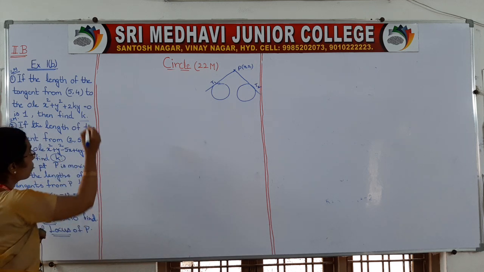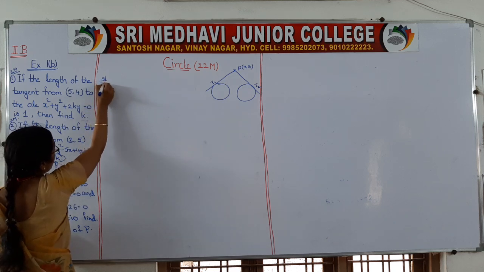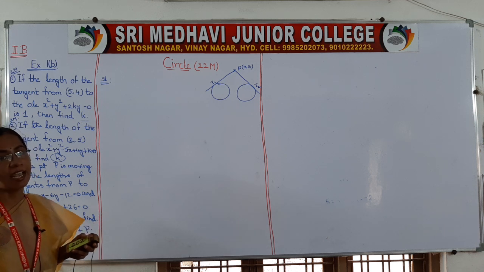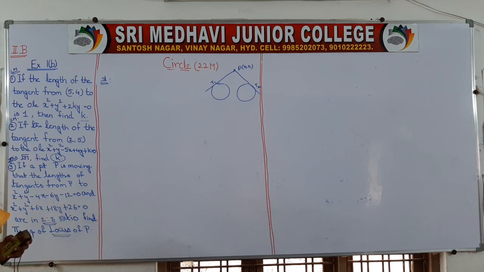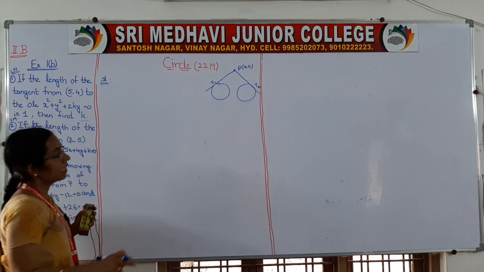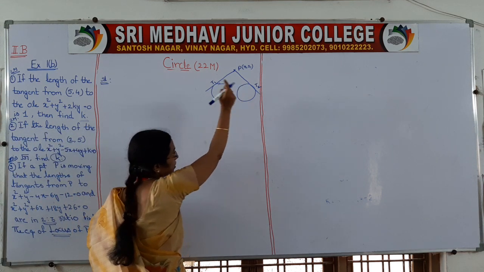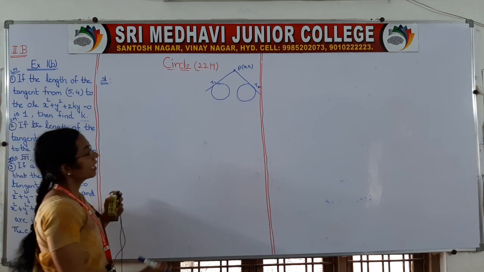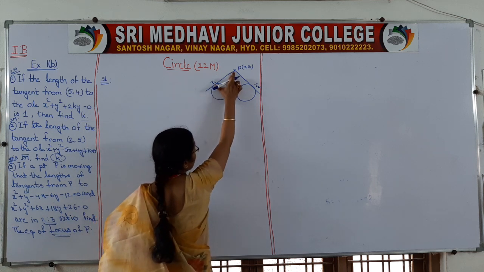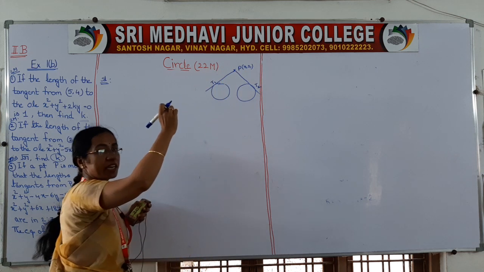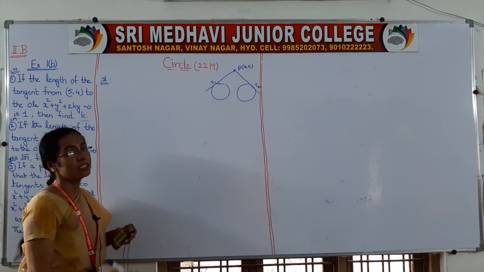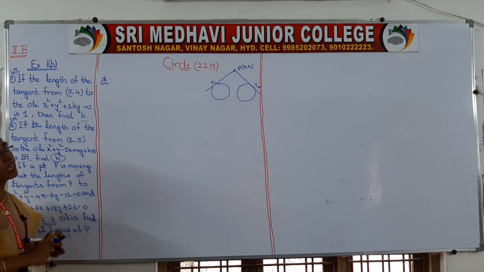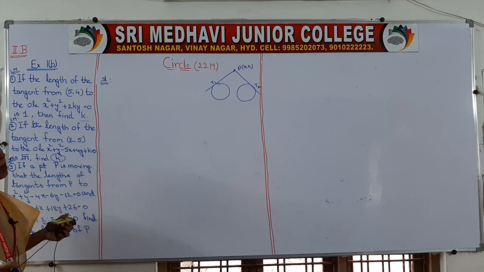So how will we solve this most repeated 4 marks question from this topic? It is about the length of tangent. Once again, 2 circles are there. From one point we have taken tangents to the 2 circles, the first circle as well as the second circle. If we take the ratio of the lengths of those tangents, that ratio is given as 2:3. So we have to find the locus of P now.